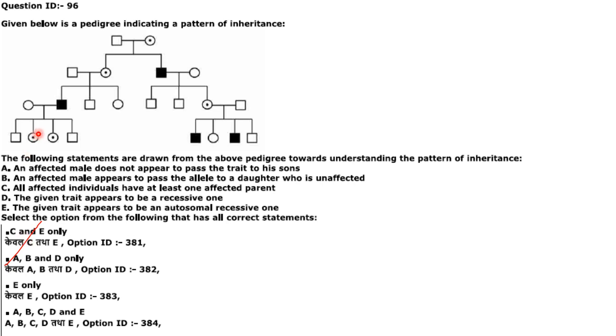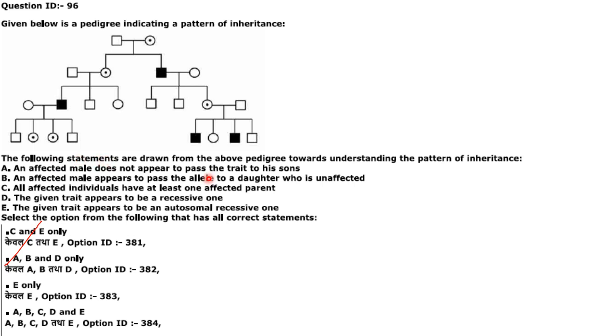So if you see the pedigree, you can see that whenever a male is affected, the female is a carrier. So naturally it has to be an X-linked recessive trait. And if the female is a carrier and male is not affected, you only get a carrier female. Okay, so this is an X-linked inheritance.